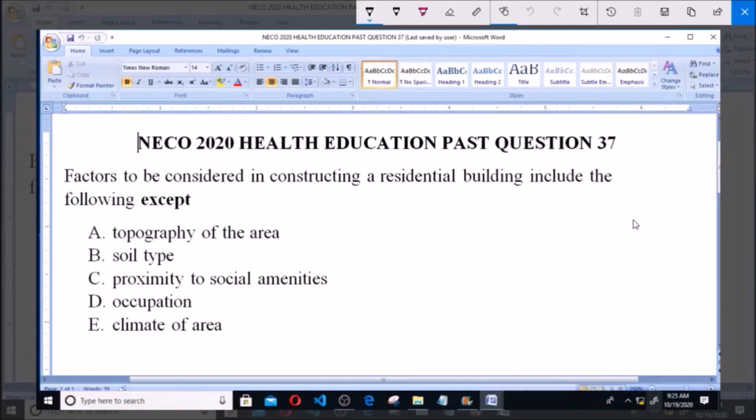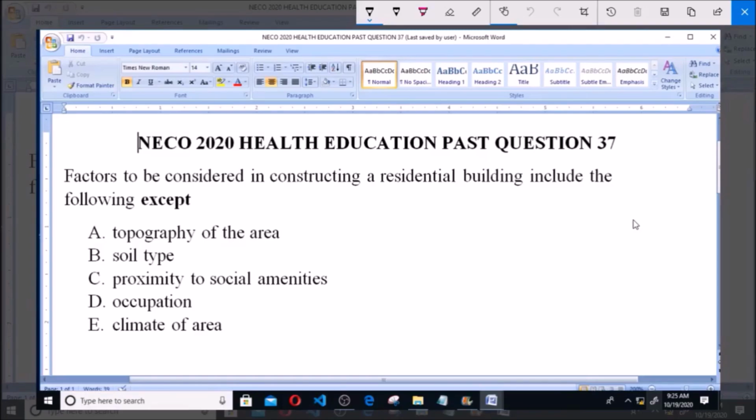I'll be answering NECO 2020 Health Education Past Question 37. Factors to be considered in constructing a residential building include the following except A. Topography of the area, B. Soil type, C. Proximity to social amenities, D. Occupation, and E. Climate of area.